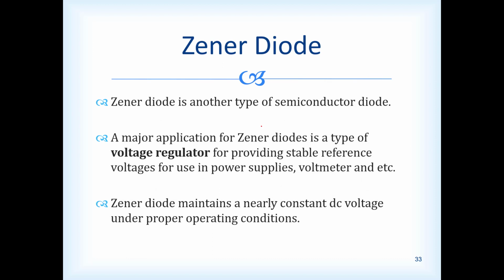What is a Zener diode? It's a semiconductor diode, obviously. And its major application is the voltage regulator. It will provide a stable reference voltage for use in power supplies, voltmeters, etc. The Zener diode maintains a nearly constant DC voltage under proper operating conditions.